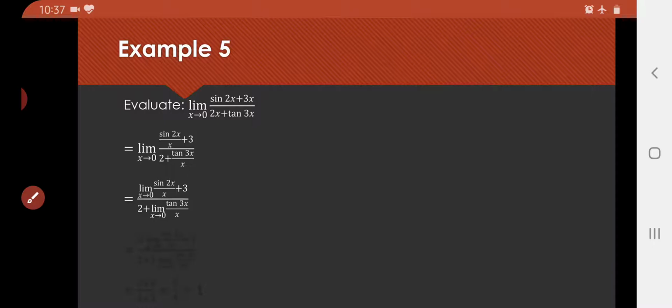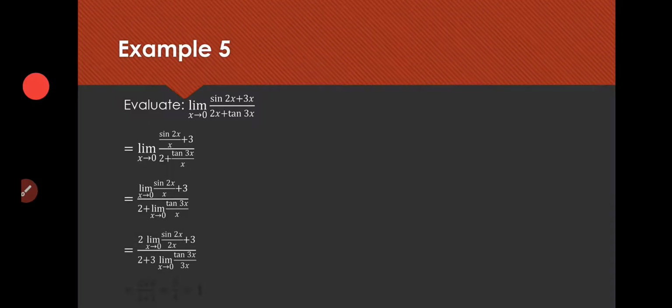Now sin 2x by x, we solved this problem previously. Both the numerator and denominator must be the same, so I need to multiply by a 2, and the same in the denominator I need to multiply by a 3. So sin 2x by 2x, that is 1, tan 3x by 3x, that is also 1. So therefore you are left with (2 + 3) by (2 + 3), that is 5 by 5, and the answer is 1.